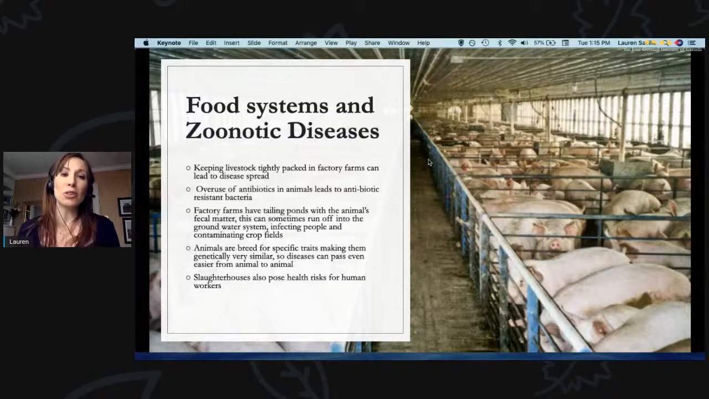And then also the overuse of antibiotics, like I mentioned, can lead to antibiotic resistance, not only in the animals, but also in us as humans. There are some antibiotic-resistant bacteria like C. difficile that can be very dangerous and very life-threatening because we just don't have ways to treat them anymore, because they're resistant to all known antibiotics. And factory farming also has what we call tailing ponds. These are bodies of water, like little ponds outside of the farm.